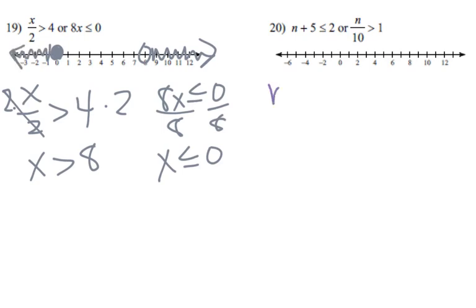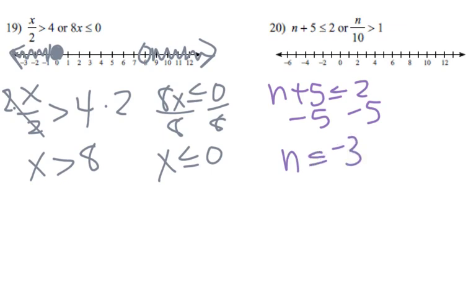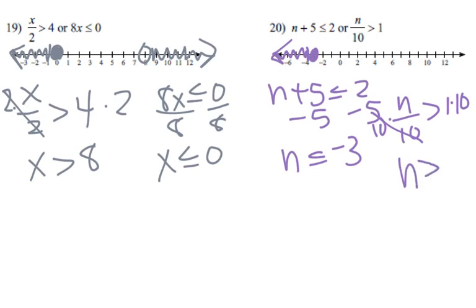On 20, we've got n plus 5 is less than or equal to 2. We subtract 5 on both sides, giving us n is less than or equal to negative 3. So at negative 3, draw a filled-in circle because it's equal to. N is smaller because it's less than. And n divided by 10 is greater than 1. We multiply both sides by 10, giving us n is greater than 10. So at 10, a hollow circle, and we shade above because it's bigger.